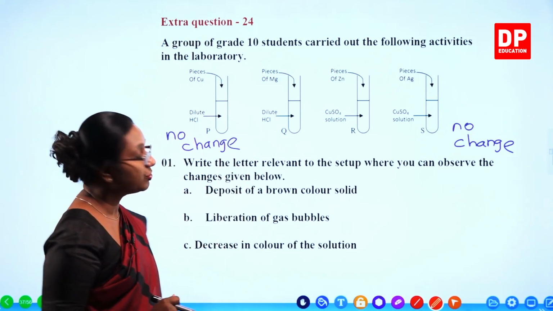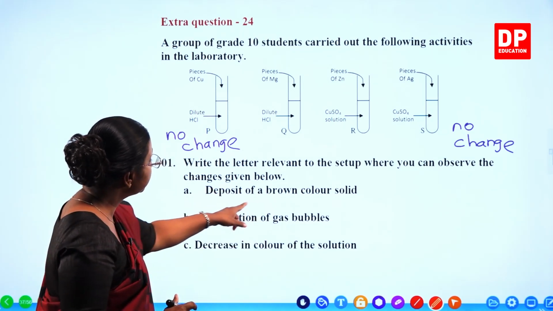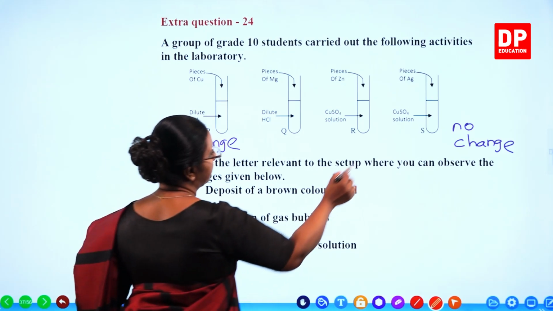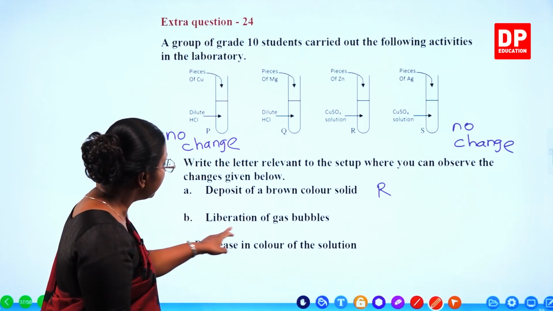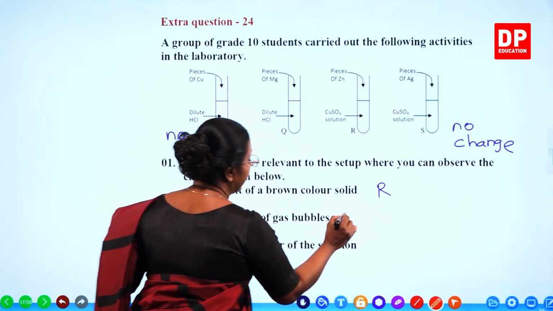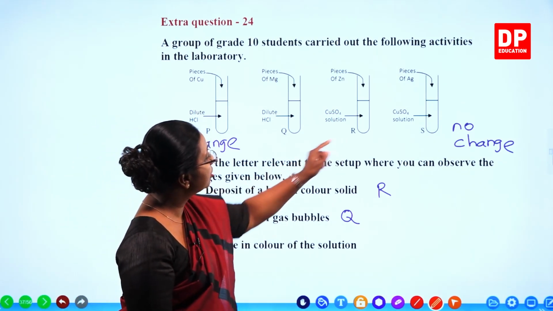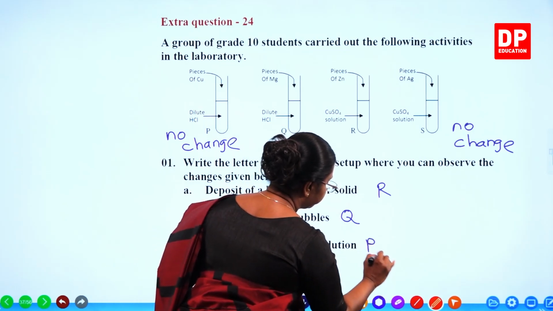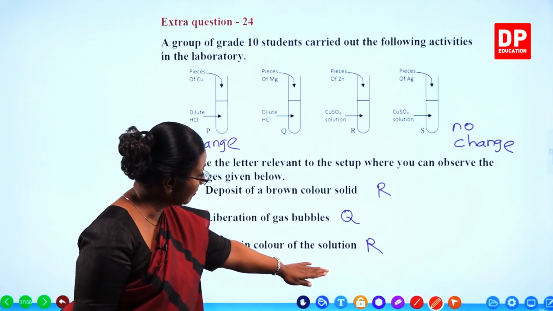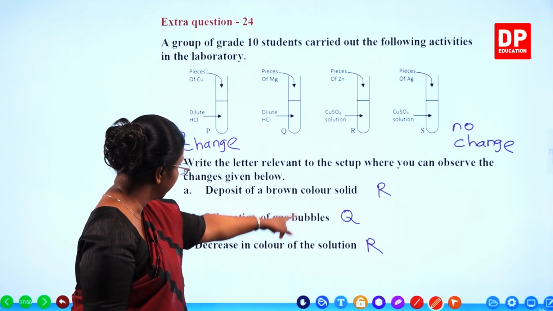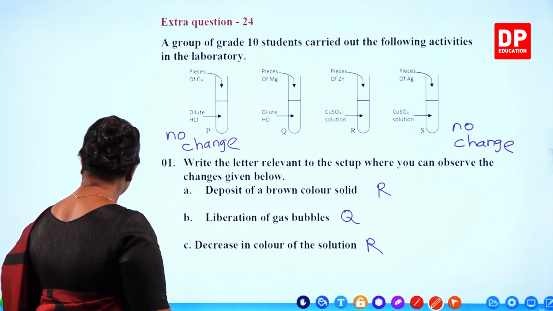Write the letter relevant to the setup where you can observe the changes given below. Deposit of a brown color solid, where will that happen? It will happen here. That is going to be in R. Liberation of gas bubbles, you will see that here, Q. Decrease in color of the solution, that also you will see here, R. Is that okay, students? So, we discussed the observations. You are able to write the setup that is relevant to these observations. I will move on to the next one.